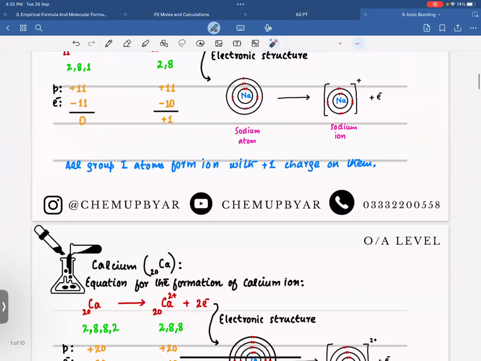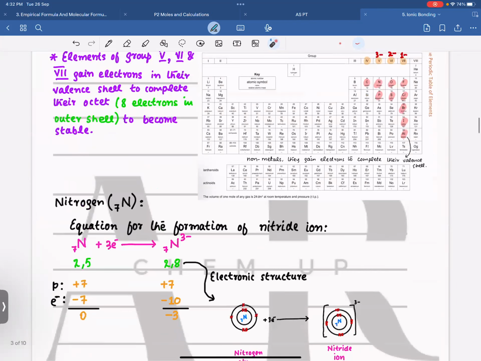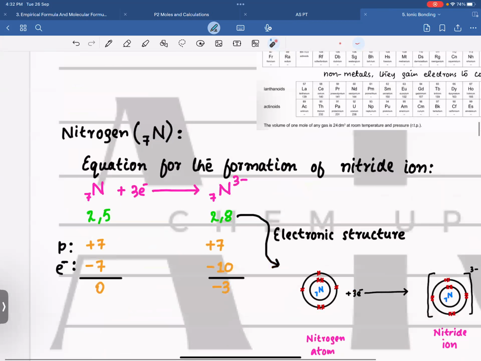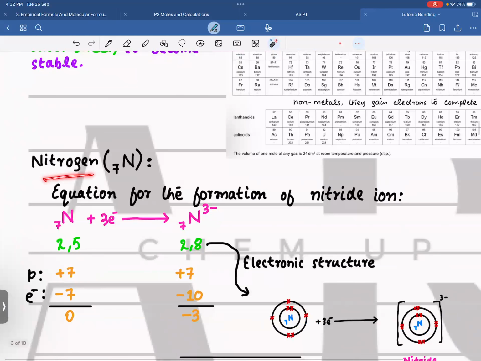But when we look at a negative ion over here, the element is nitrogen, but when it becomes a negative ion, its name is nitride ion.